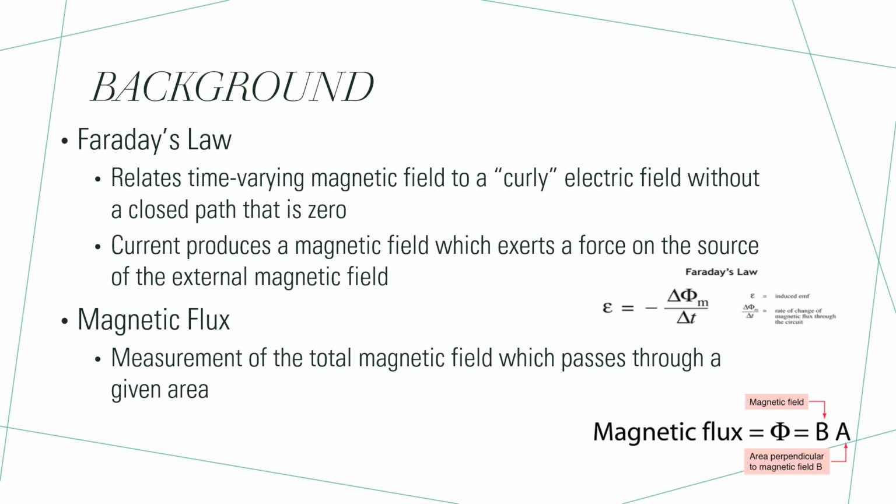And then just going into what magnetic flux is, it's the measurement of the total magnetic field which passes through a given area, and that is going to be equal to the magnetic field times the area perpendicular to the magnetic field.